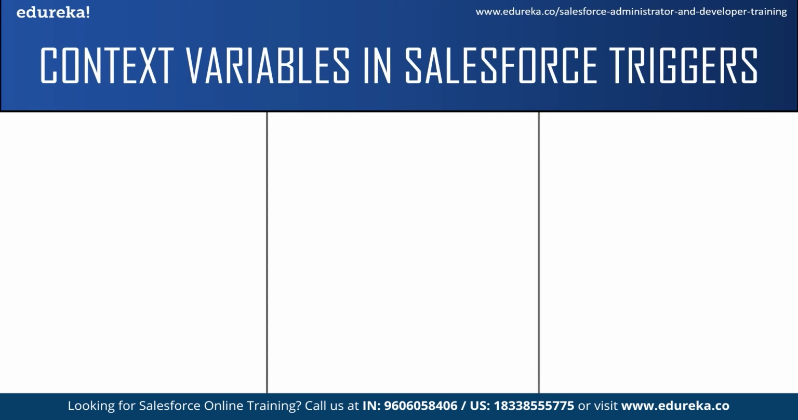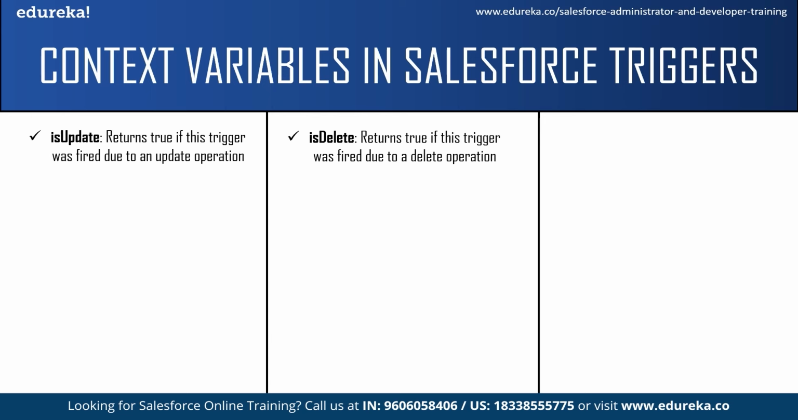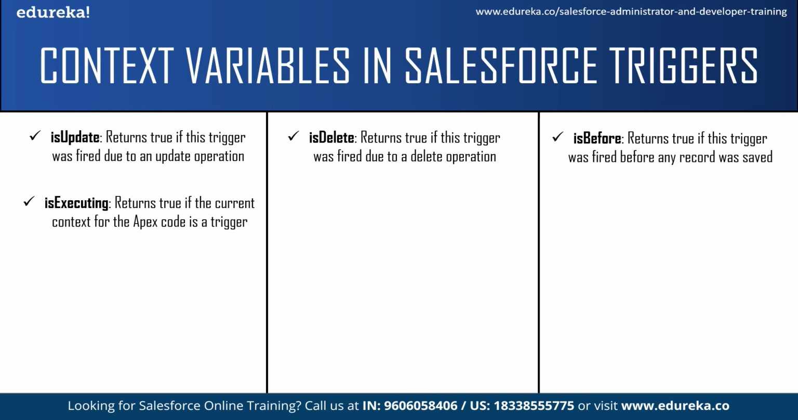The next context variable is isUpdate. This returns true if the trigger was fired due to an update operation. Next is isDelete. Now this returns a true value if the trigger was fired due to a delete operation. After this, we have isBefore. This returns true if the trigger was fired before a record was saved to the database. After this, we have isExecuting. This returns true if the current context for the Apex code is a trigger and not a Visualforce page or a web service or an API call.